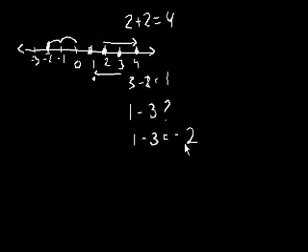This is something you're probably already doing in your everyday life. If I were to tell you that it's very cold today, it's 1 degree, but tomorrow it's going to be 3 degrees colder, you might already know intuitively that we're going to be at a temperature of negative 2 degrees. So that's all a negative number means.